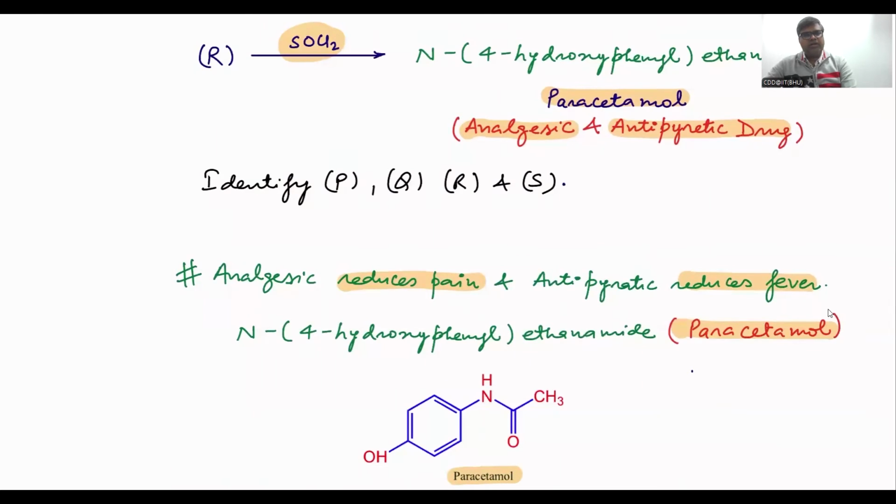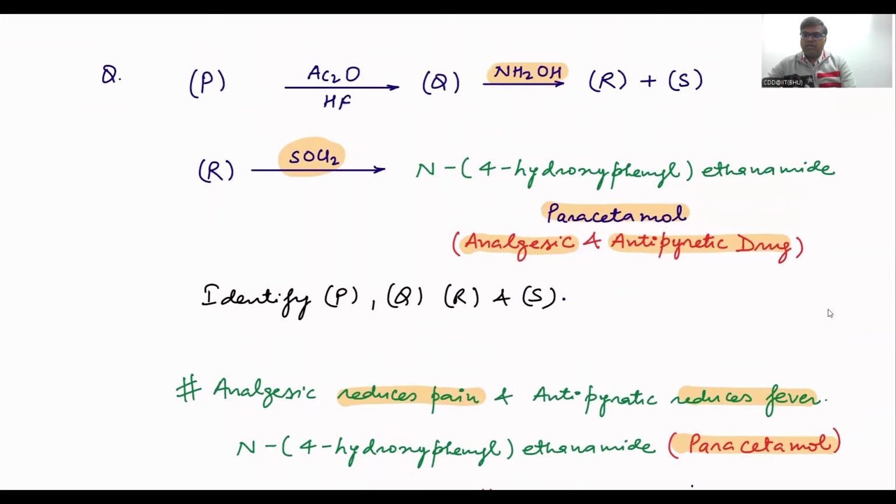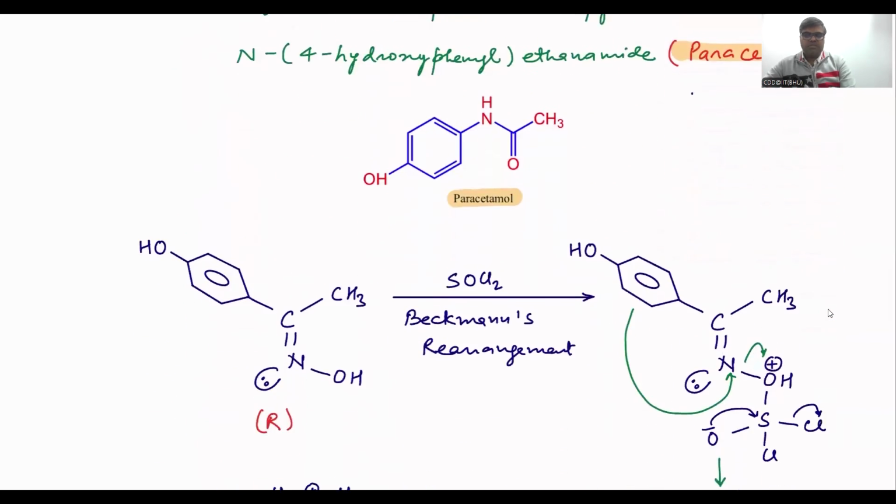Paracetamol is an amide, so definitely you can all understand that R will certainly be an oxime. Oxime to amide conversion is Beckmann's rearrangement. And that oxime hint is also from the previous part of the question, where Q was treated and formed R and S. You can easily notice that if R and S are given, that means R and S will be geometrical isomers. And you know in the case of geometrical isomerism, in Beckmann's rearrangement, two different products are formed. So if R is asked exclusively, that means you have to predict which geometrical isomer is the answer. Okay, so let me proceed with the question.